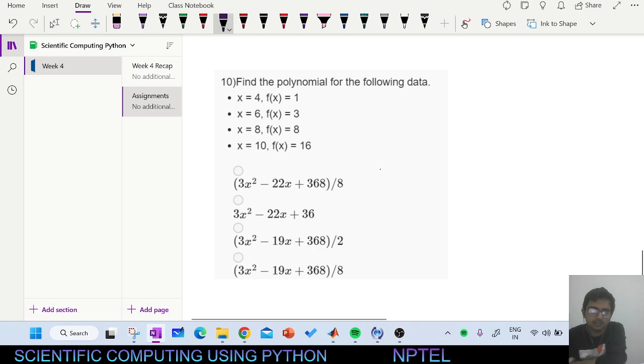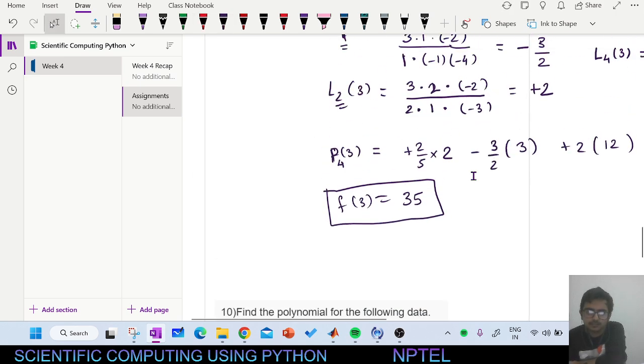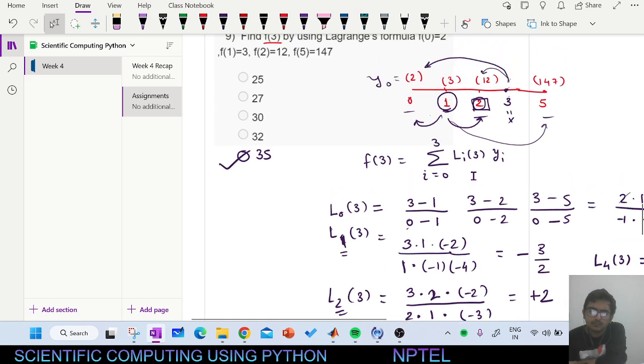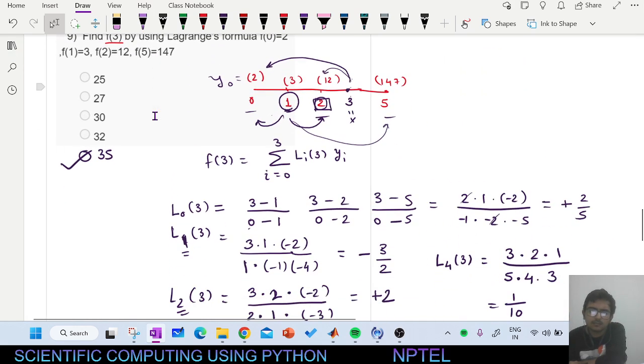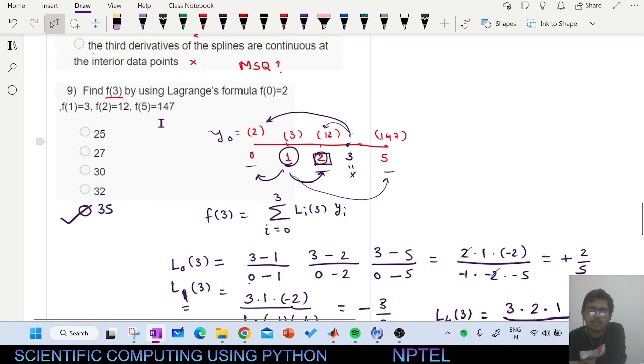Okay, the last question. One query. Yeah. Sorry, I'm asking a basic question. What is the physical significance of the Lagrange formula? What is the physical significance?